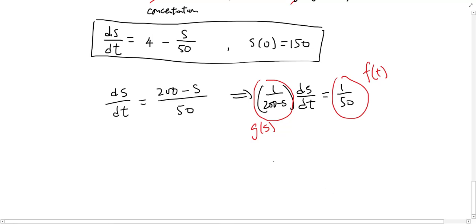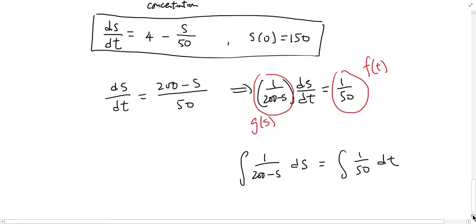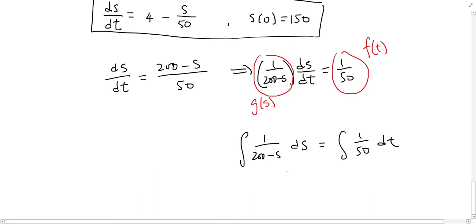So I'm going to go ahead and do this. So therefore, that will tell me that it's the integral of 1 over 200 minus s ds is equal to the integral of 1 over 50 dt. And the integral of this is actually going to be negative natural log of 200 minus s equal to 1 over 50t plus some constant c.